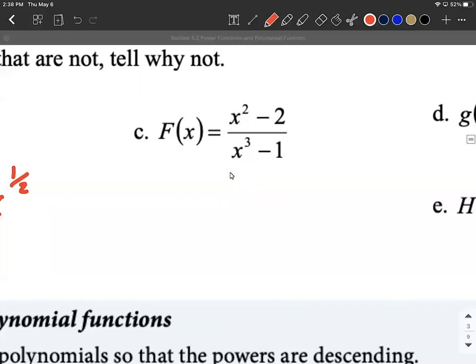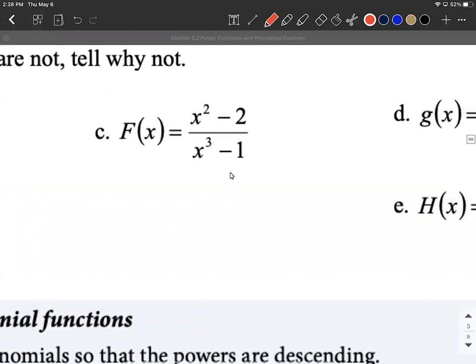Okay, on part C, we have big F of x equals x squared minus 2 over x cubed minus 1. We said we weren't allowed to have fractions or rational functions going on here. This x to the third being in the denominator is a bit of a problem. Now, if this had been a constant in the denominator, that would be okay. But because we have the x down here, we have to answer, nah, that doesn't fit into a polynomial.